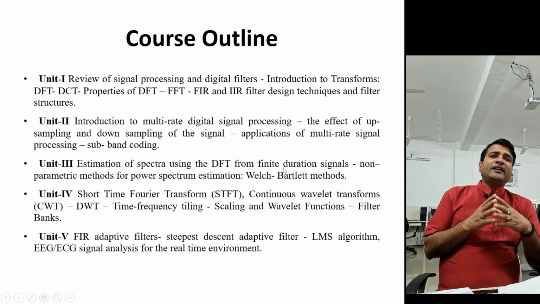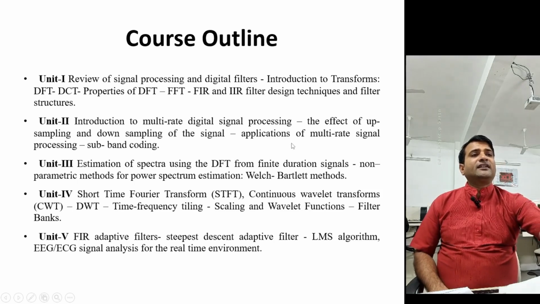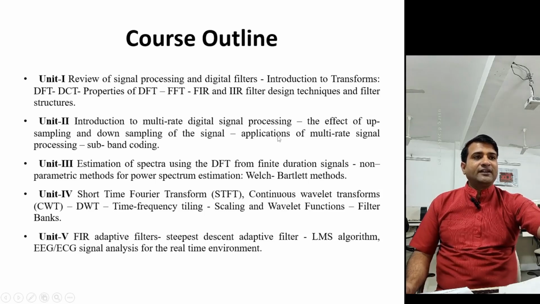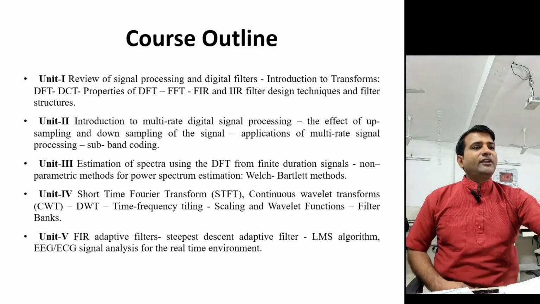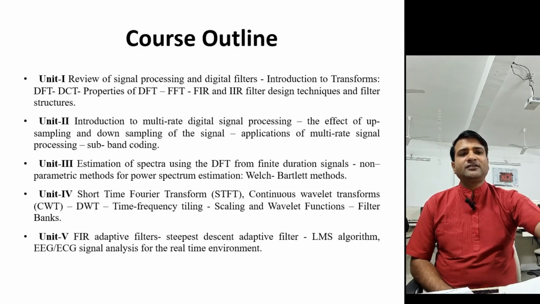Next, unit two is the introduction to multi-rate digital signal processing, the effects of upsampling and downsampling of signals, applications of multi-rate signal processing, and subband coding. And unit three covers the estimation of spectrums using the discrete Fourier transform, finite duration signals, and non-parametric methods for power spectrum estimation.